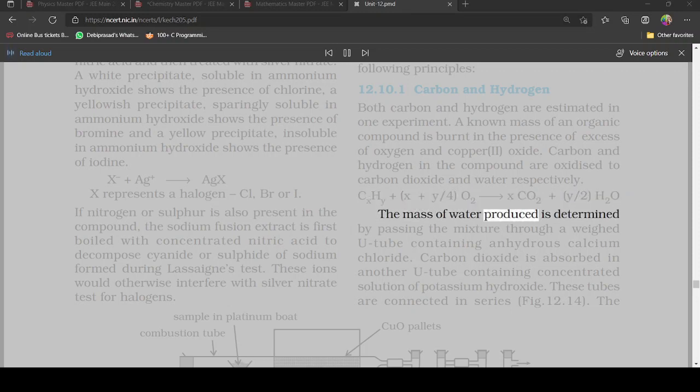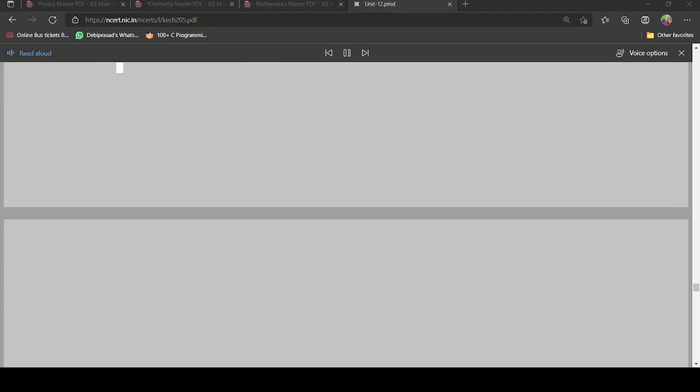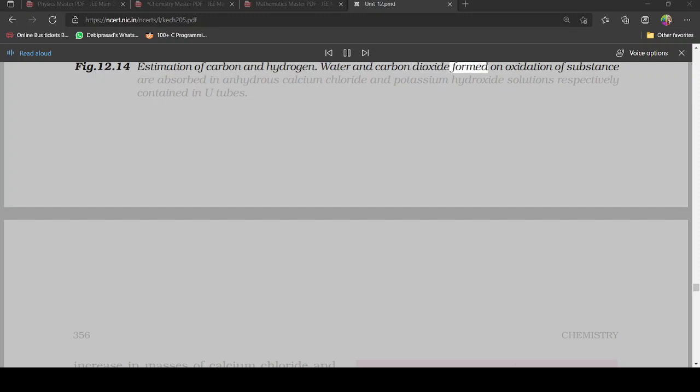The mass of water produced is determined by passing the mixture through a weighed U-tube containing anhydrous calcium chloride. Carbon dioxide is absorbed in another U-tube containing concentrated solution of potassium hydroxide. These tubes are connected in series, Fig. 12.14. Estimation of carbon and hydrogen. Water and carbon dioxide formed on oxidation of substance are absorbed in anhydrous calcium chloride and potassium hydroxide solutions respectively contained in U-tubes.